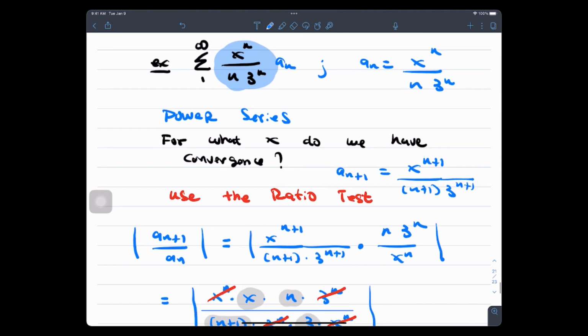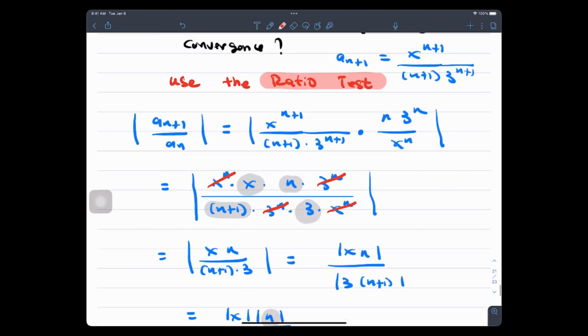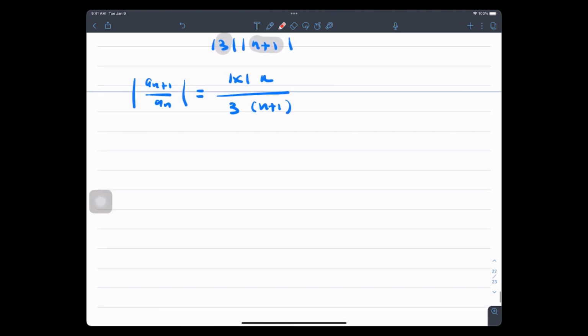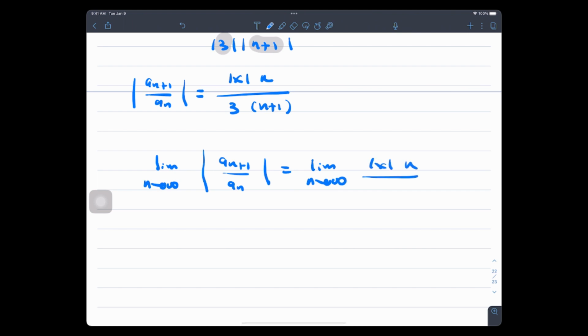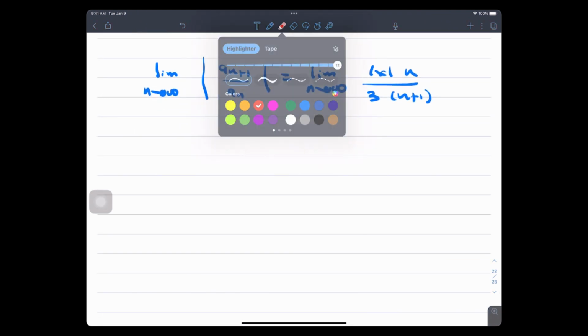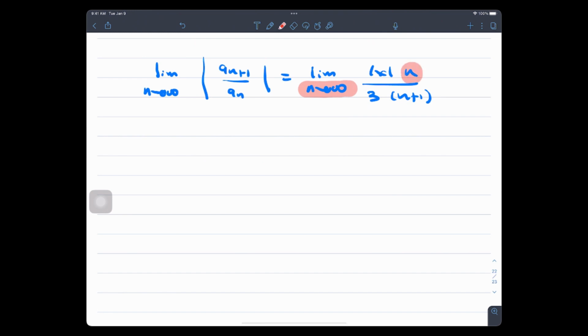Isn't this the ratio test? So this is why you want to study the ratio test. Okay, this is going to take you a long way. Okay, so that limit is what we're looking at. Okay, so this is the limit as n goes to infinity, absolute value of x, n over 3 times n plus 1. So ladies and gentlemen, let me point out an extremely important detail. This is the limit for n.